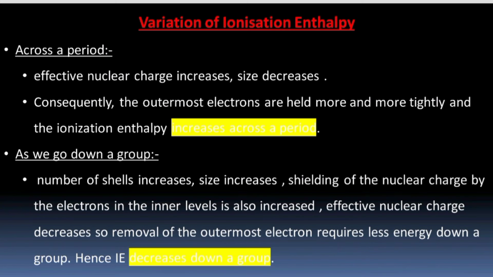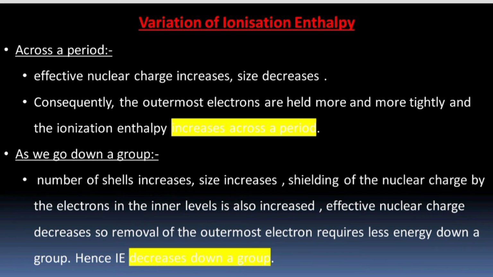Then what is the variation of ionization energy across a period? Effective nuclear charge increases and the size decreases. If the size decreases, the outermost electron will be tightly held by the nucleus and hence the ionization energy will be more. So as we move left to right in the periodic table, ionization energy increases.